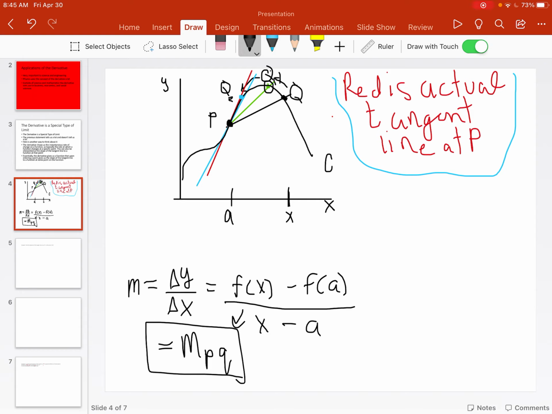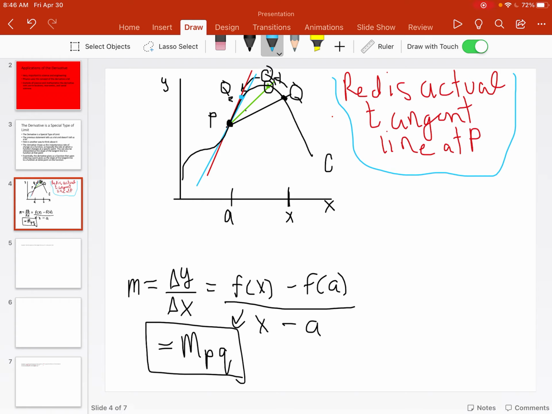Observing Q1 and Q, the secant lines there, you can see that as X gets closer to A, as Q gets closer to P, the secant line looks more and more like the tangent line at P.